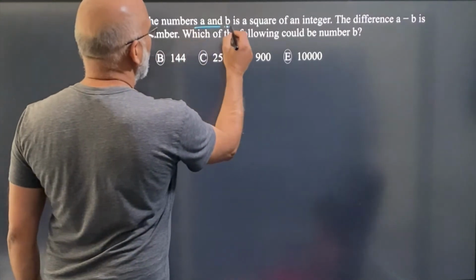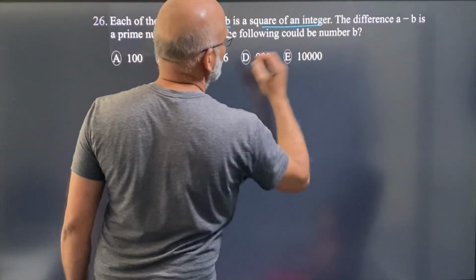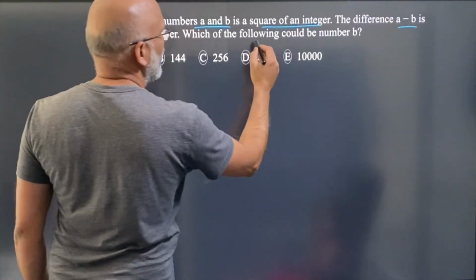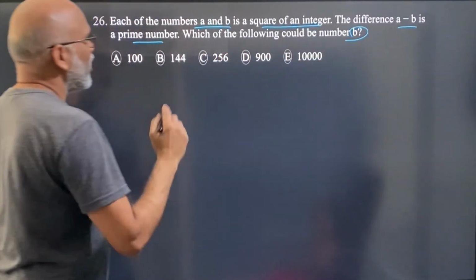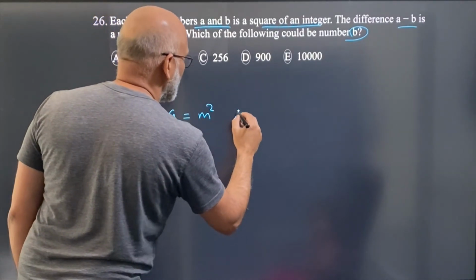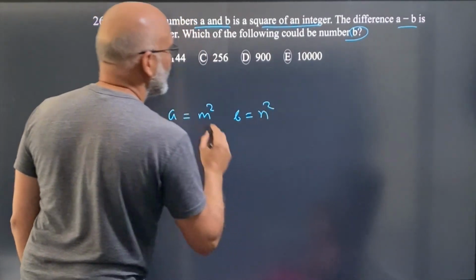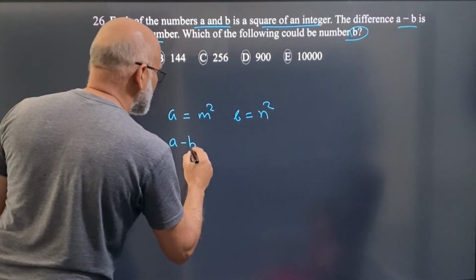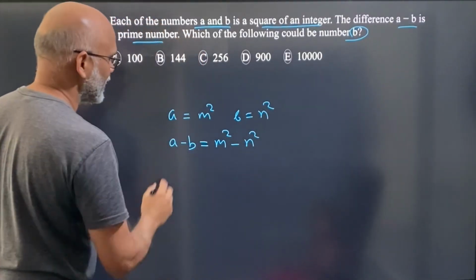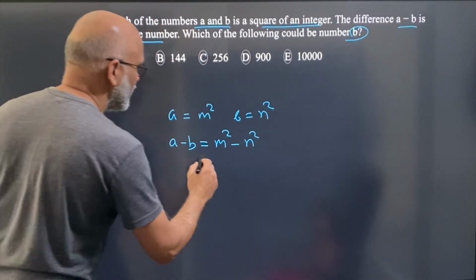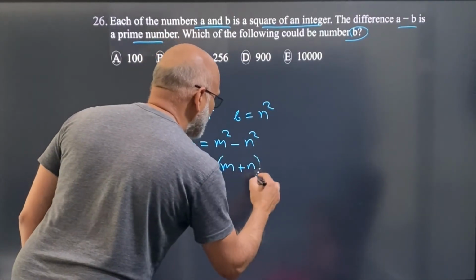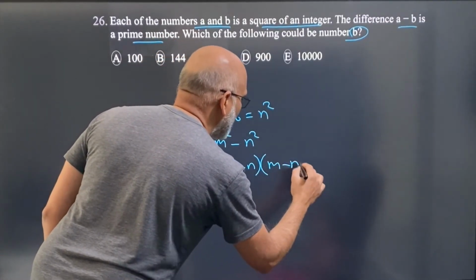Each of the numbers a and b is a square of an integer. The difference a minus b is a prime number. Which of the following could be the number b? Alright, so I can assume a is equal to m square, b is equal to n square. Then a minus b is m square minus n square. I have just substituted the values of a and b. Now that is m plus n times m minus n.